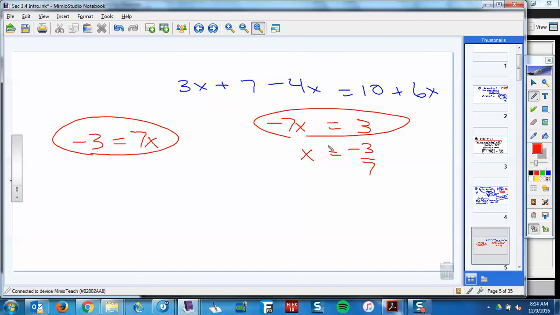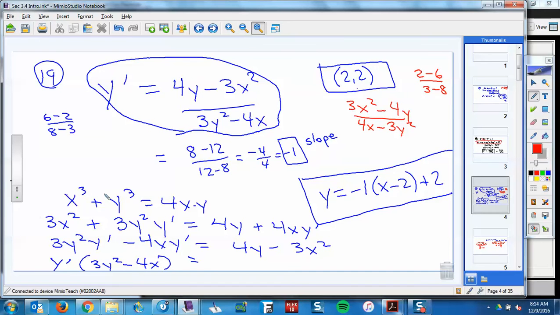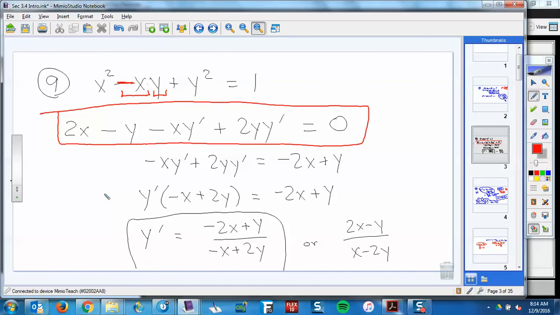But at the end of the day, see on this one I actually get 3 divided by -7. On this one I actually get -3 divided by 7, but they're the same. I just get opposites on top and bottom. Well, it's the same thing here. So that's number 19. Well, let's just move on to number, let me make one more comment about number 9.